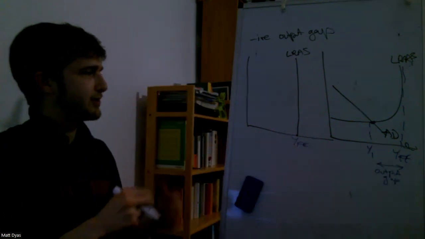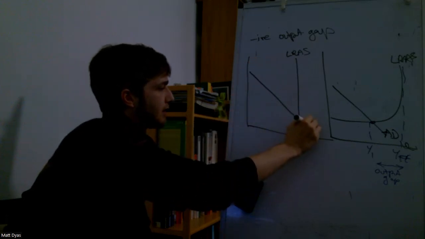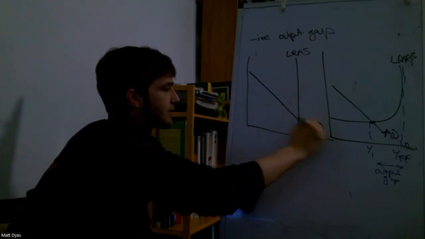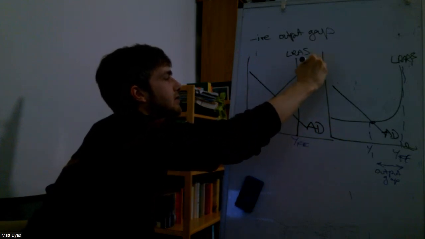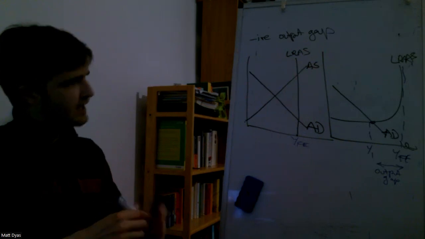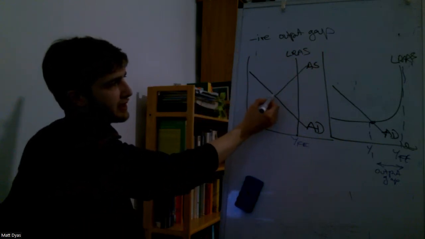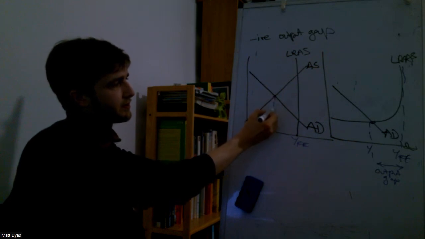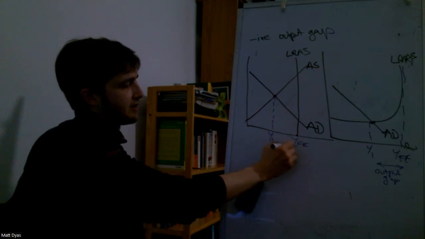Classical, you've got to do a bit more with this one because of the nature of the curve. You will have to draw an AD curve and a short run aggregate supply curve, because in the classical model, it's the short run aggregate supply curve which determines the macroeconomic equilibrium. So the economy will be at Y1, not YFE. And then you've got your output gap.